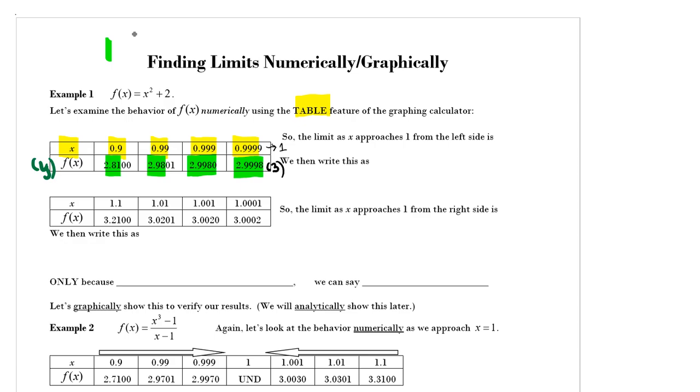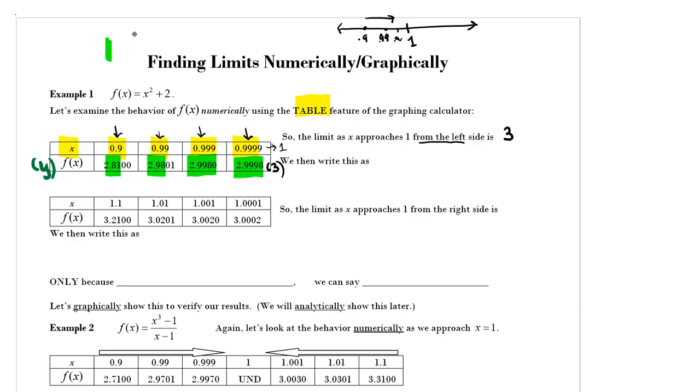So in other words, the x values are headed towards 1 from the left, because all of these values, if we were to plot them on a number line, are to the left of 1. Let's think about 1 being right here in the center. Here's 0.9, here's 0.99, here's 0.999. As we approach from the left, the y values are actually headed towards 3. So the limit as x approaches 1 from the left is going to be equal to 3.